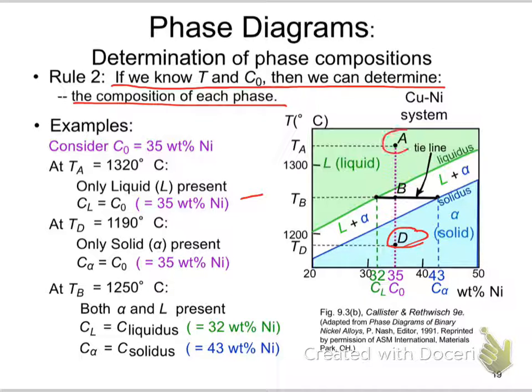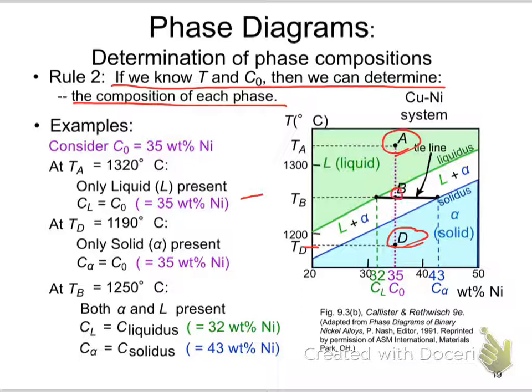Okay, we know D is the other really easy point. So these are our two easy ones. At 1250, so we've reduced the temperature. At 1190, only solid is present. So we have one phase, and the percent weight of nickel is still 35%. And you say, well, duh, shouldn't it all be that way? Well, no. The answer is, let's look at B.